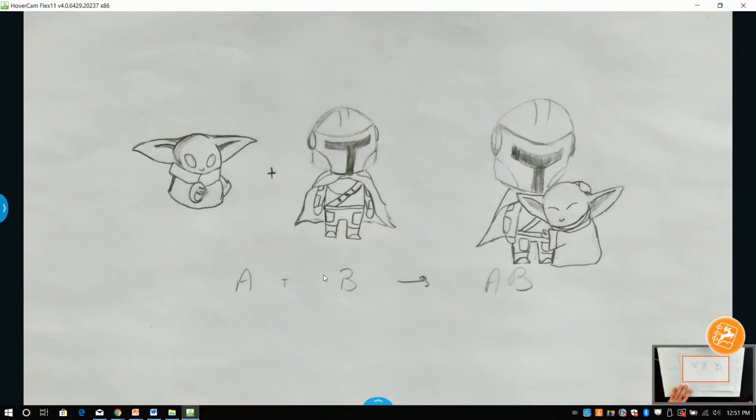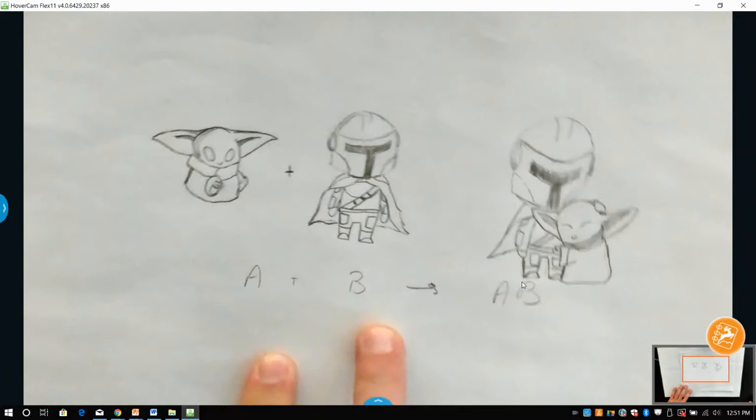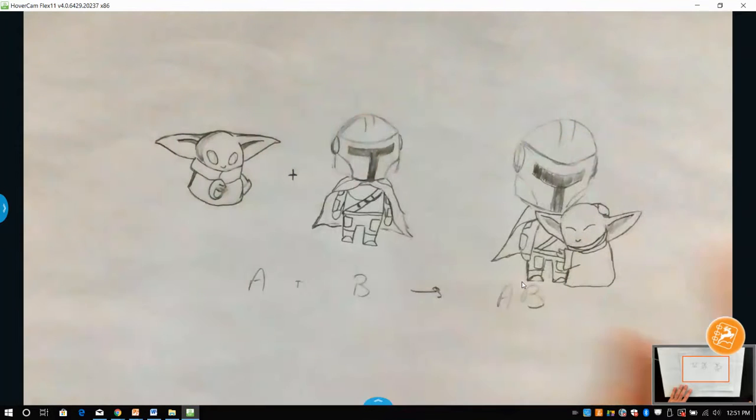All right, you have your A plus B yields AB. Underneath that, you find a fully balanced synthesis reaction equation, and above somewhere, you write what the type of reaction is: synthesis, decomposition, single replacement, double replacement. We're only doing those 4. We're not doing combustion.